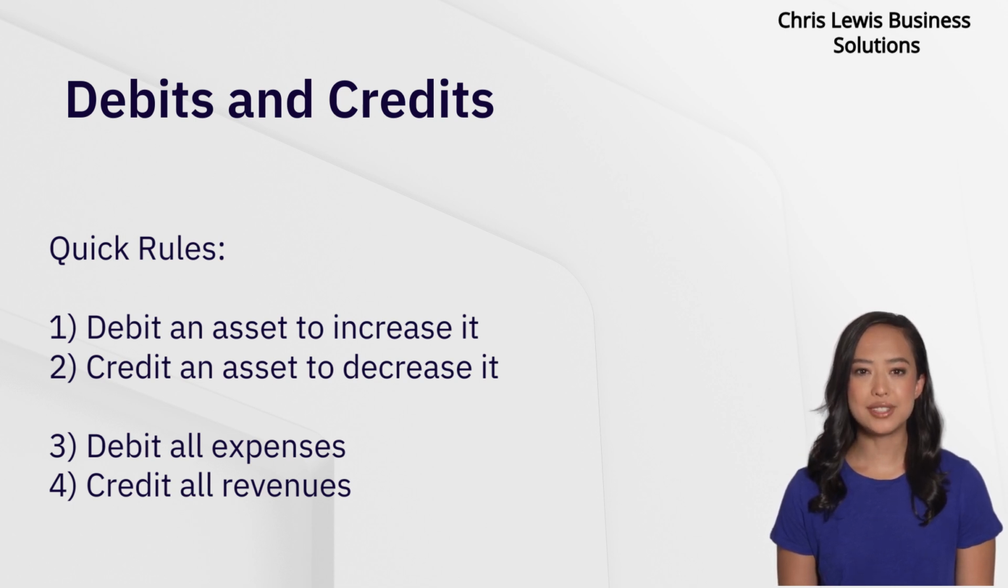When you run reports, it is very useful to be able to read the debits and credits to help understand your books and correct your books if necessary. Try to memorize these 4 rules. 1. Debit an asset to increase it. 2. Credit an asset to decrease it. 3. Debit all expenses.